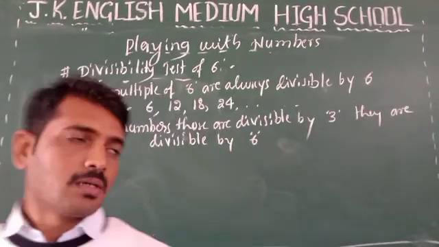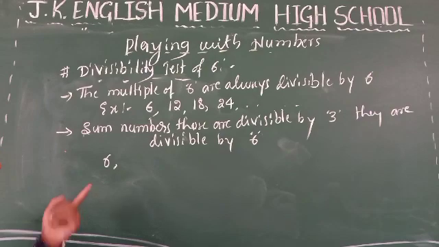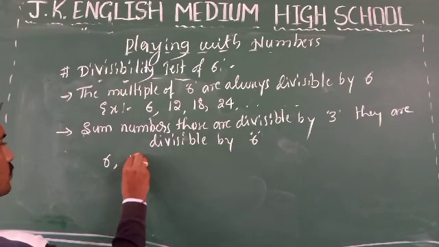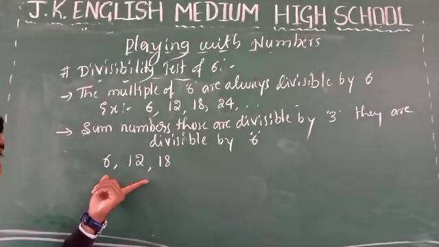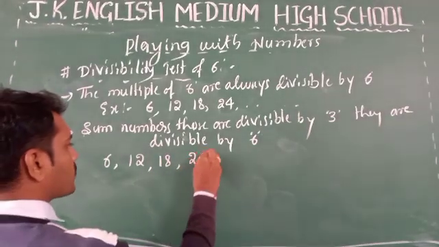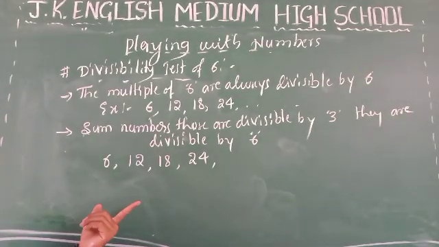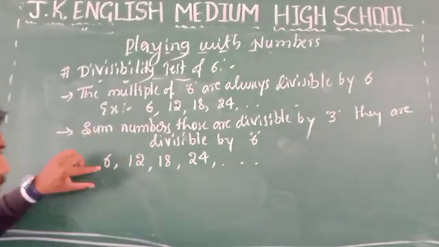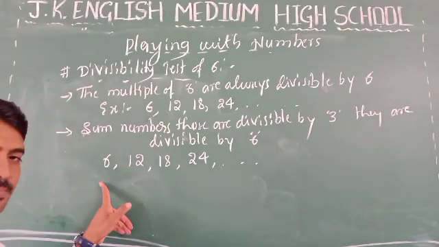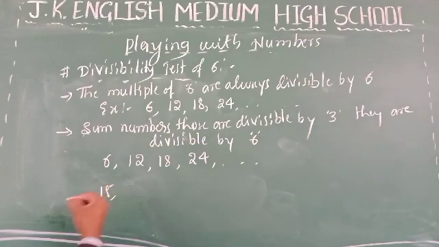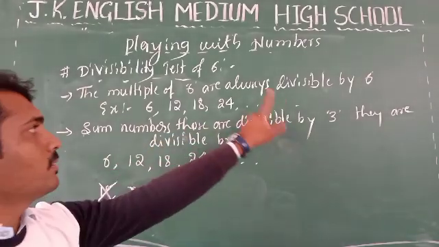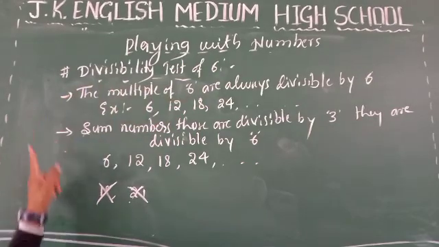So the numbers which are divisible by 3, automatically those numbers are divisible by 6. Only the particular numbers like 6, 3 twos are 6, 6 twos are 12, 3 fours are 12, 6 threes are 18, 3 sixes are 18, 6 fours are 24, 3 eights are 24. These type of numbers are divisible by 3 as well as divisible by 6. For example, if you take 15, 21, these two numbers are divisible by 3 but not divisible by what? 6.